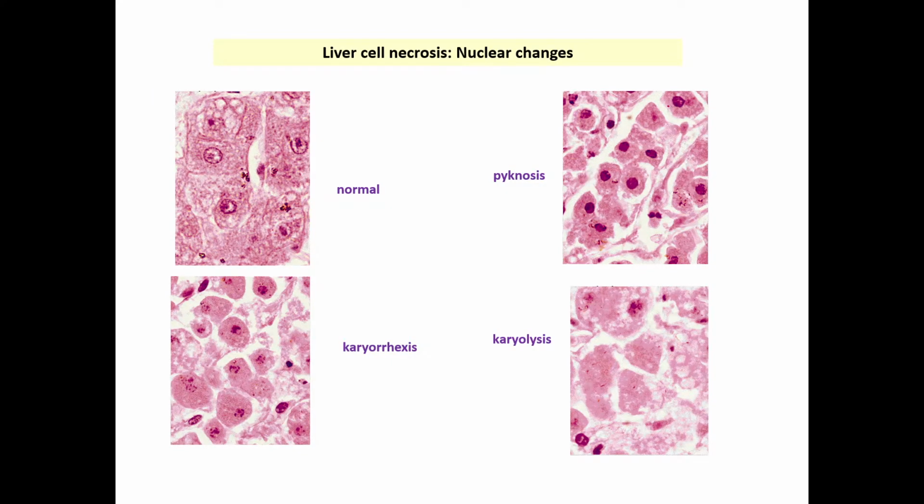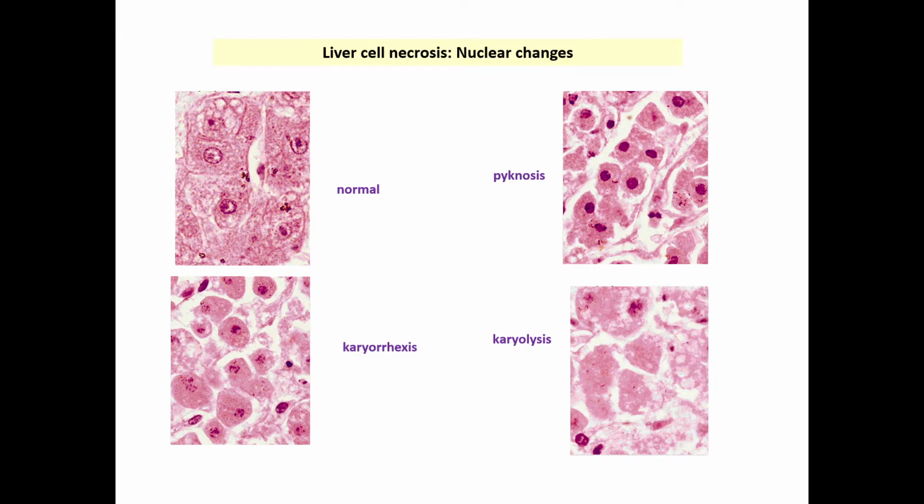Liver cell necrosis. Here we see multiple sections representing the nuclear changes that occur in necrosis. We have the upper left. This is the normal cells from the liver, or hepatocytes, with vesicular nuclei. Nucleoli are present, and chromatin material inside the nucleus.